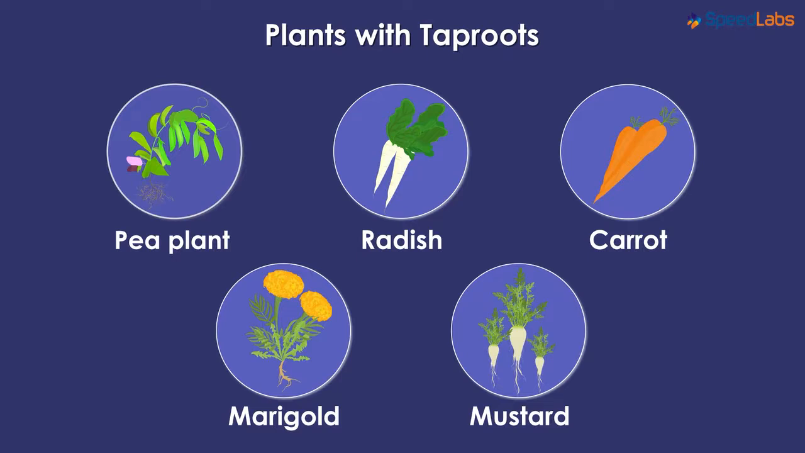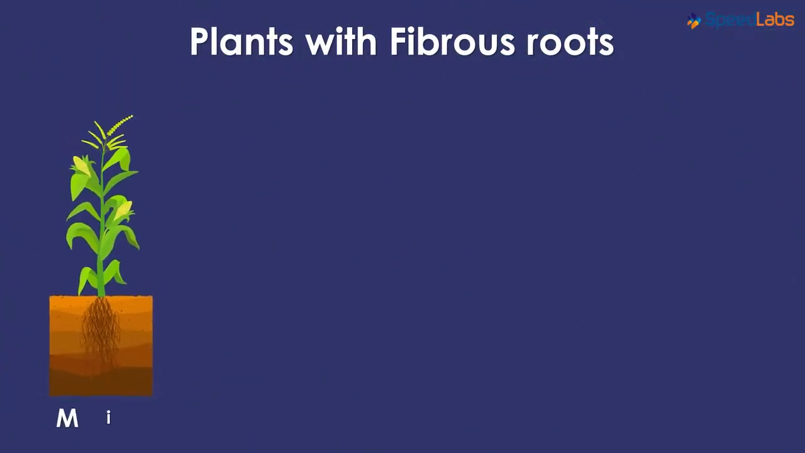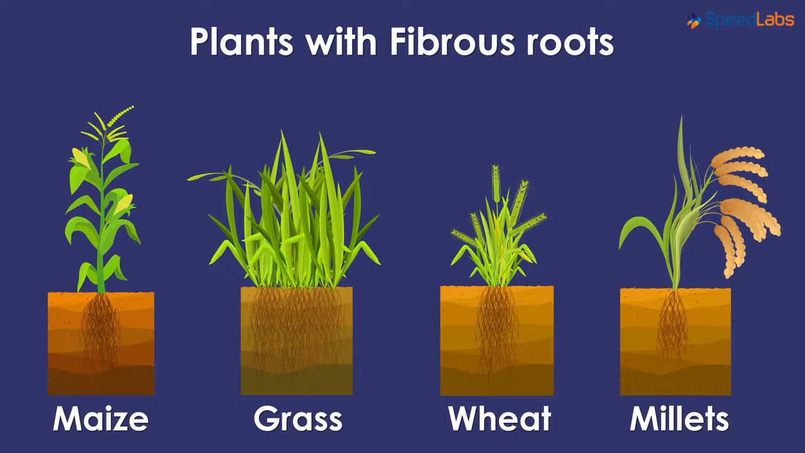The next type on our list are the fibrous roots. As the name suggests, it's exactly opposite to the taproot system. In this case, instead of one primary root structure, a cluster of thin fiber-like roots arise from the base of the stem. These roots spread out in the soil as we can see here. Plants like maize, grass, wheat, and millets show these fibrous root systems.